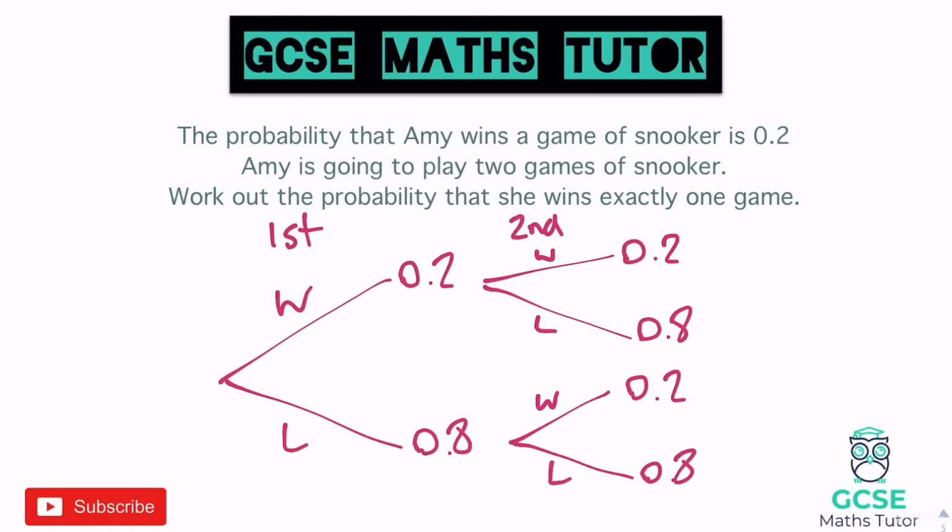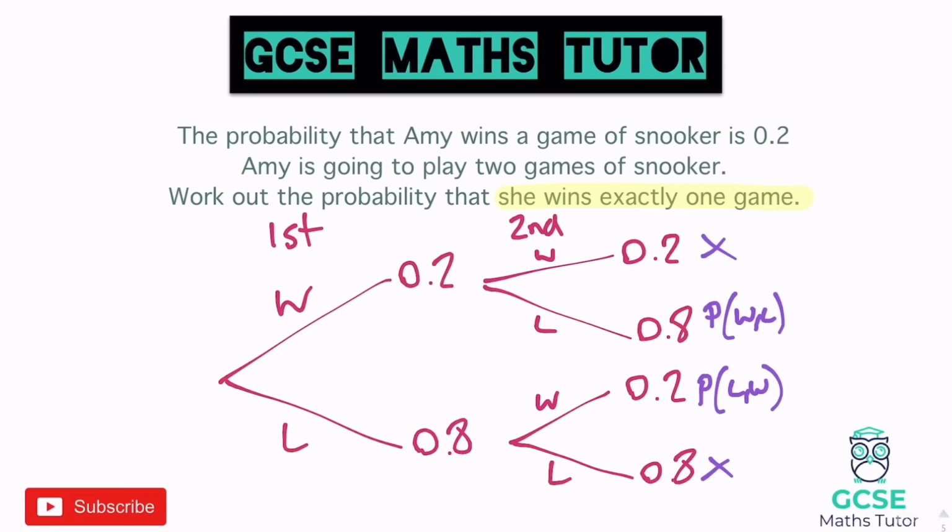Okay. So it says work out the probability she wins exactly 1 game. So she wins exactly 1 game, that's quite important there. Now the only way that she wins exactly 1 game is if she also loses a game. So this win-win up here is no good, and this lose-lose down here is no good. But here we've got the probability of a win and then a loss, and then here we've got the probability of a loss and then a win. And all we need to do is work out these 2 probabilities.